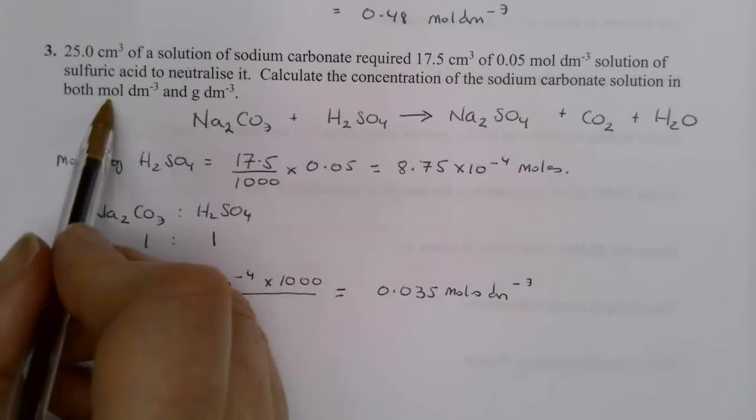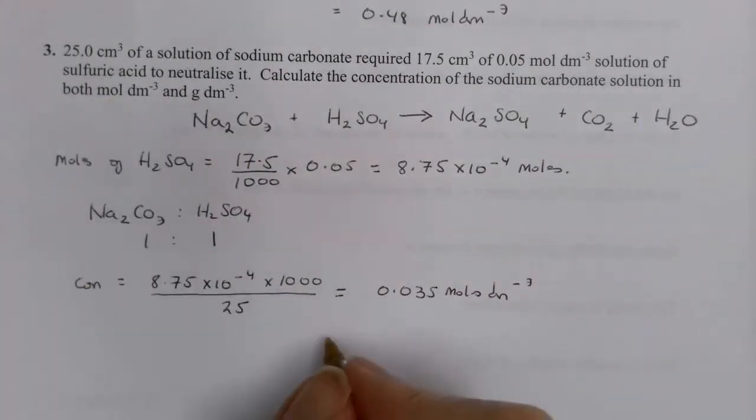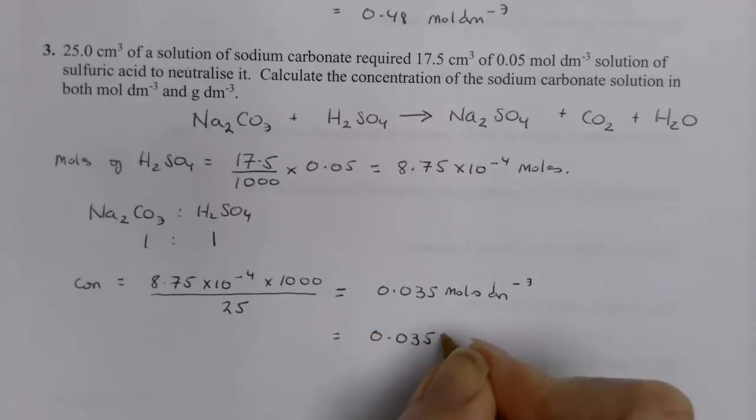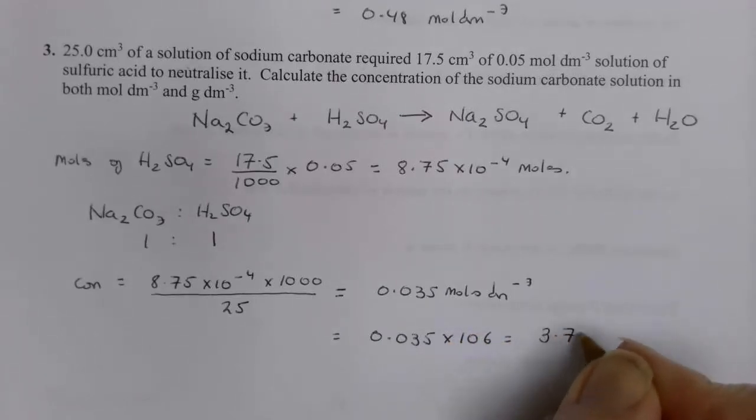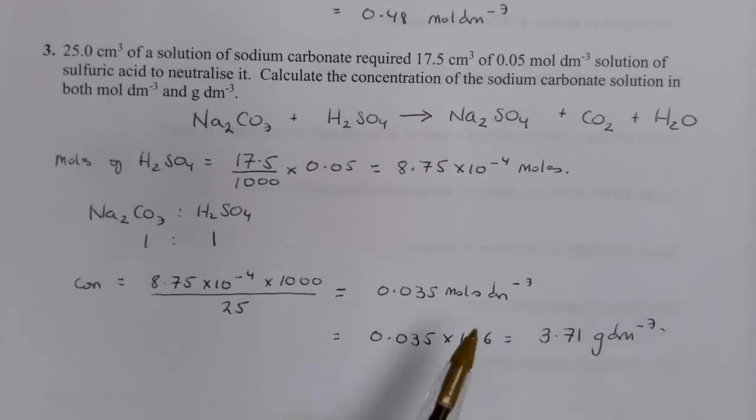I've been asked for it in both moles per decimeter cubed and grams per decimeter cubed. So to convert from moles per decimeter cubed to grams, I'm simply going to times through by the RMM, which is 106, and that gets me 3.71 grams per decimeter cubed. What I'm doing is converting from moles to mass, so I times by the RMM.